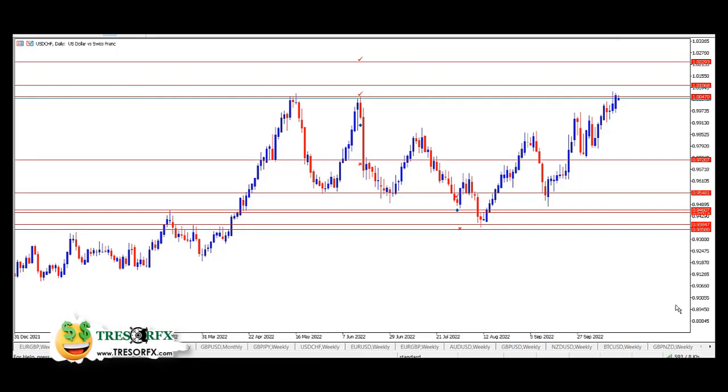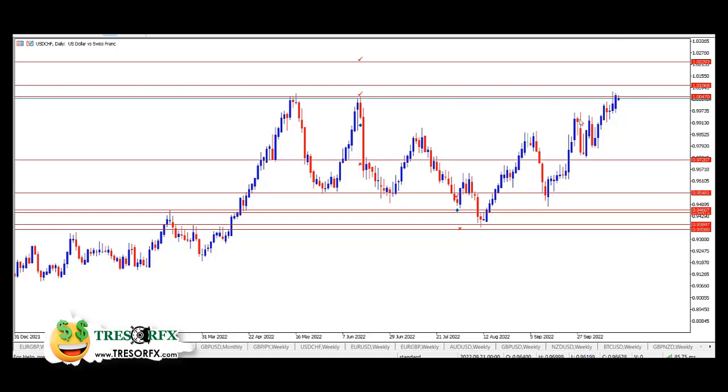In this morning's update we'll be looking at the US dollar Swiss franc, and I'm starting off on the daily time frame. As you can see from the chart, we've just broken above the parity level, the 1-for-1 US dollar to Swiss franc, and are now progressing outside of a trading range which has been holding since April 2022.